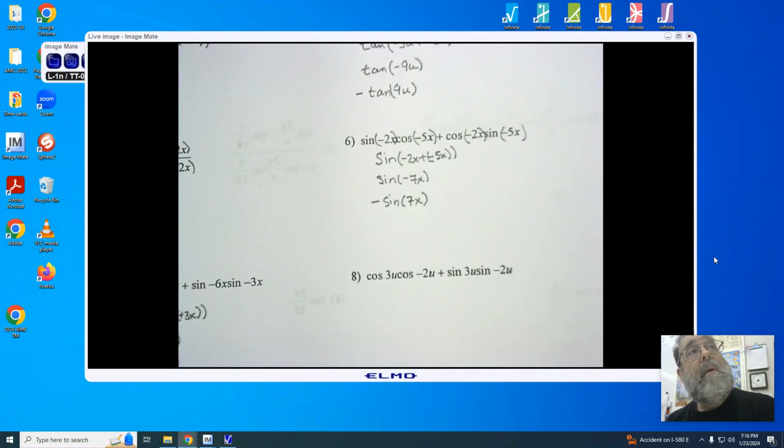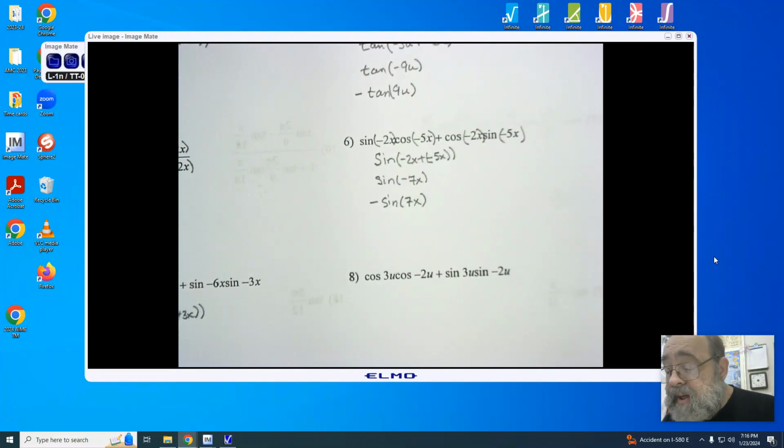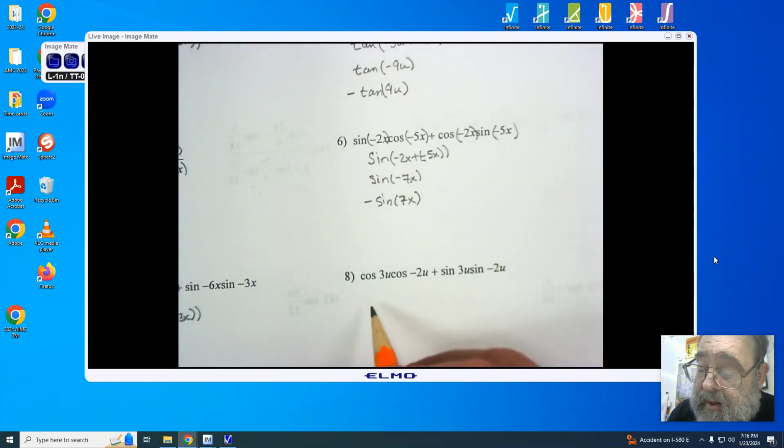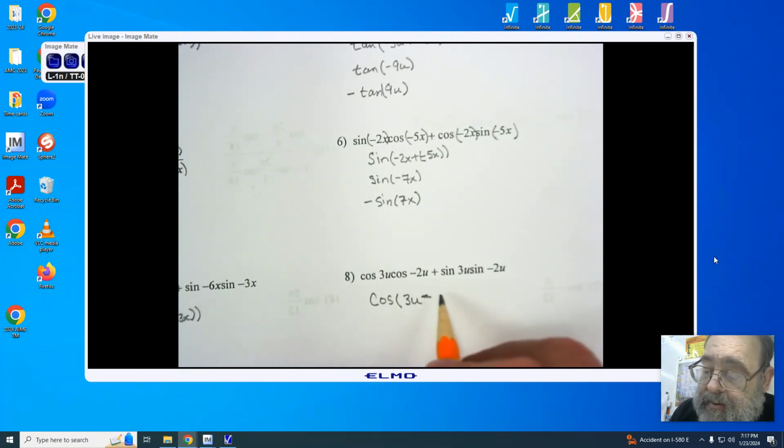Number 8, cosine cosine plus sine sine. We know we have a cosine difference. So cosine 3u minus negative 2u. This is going to give me a double negative, and I now have the cosine of 5u.